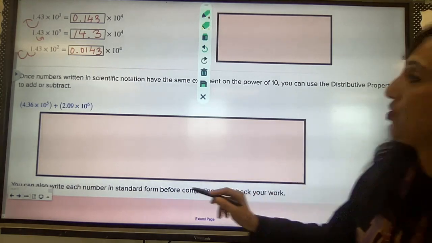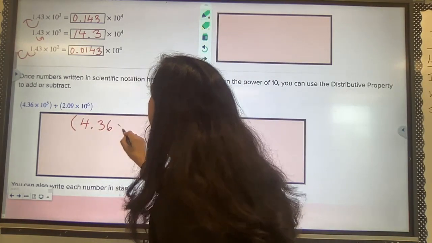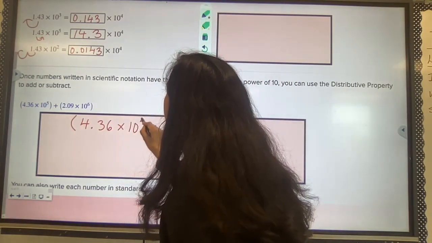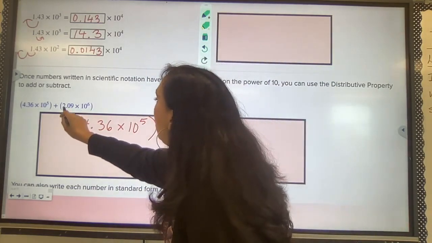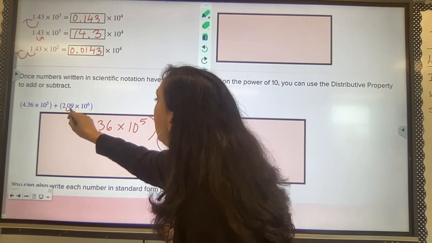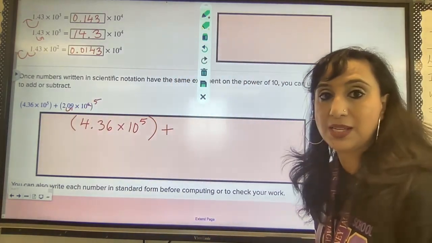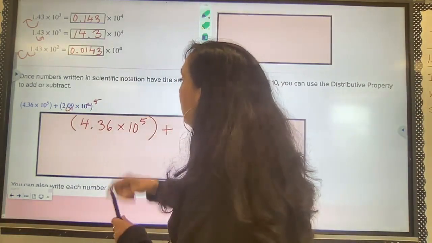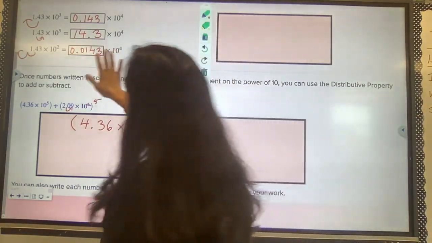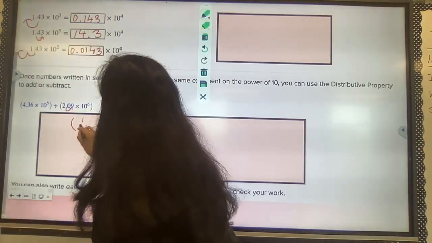So I'm going to take my first one, which is 4 and 3600 times 10 to the fifth power, plus I am going to rewrite this and I'm going to move this 1. So this becomes a 5. Does that make sense what I just did? I changed that 6 to a 5 because that is the best way for me to add or subtract. So I just wanted to show you what I'm doing over here. So, okay, here we go.